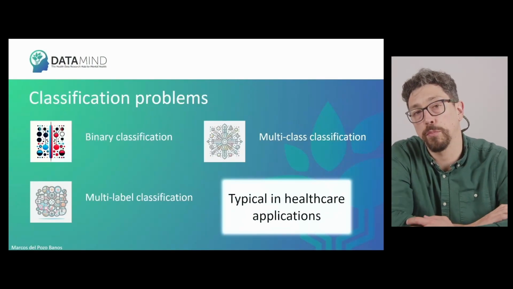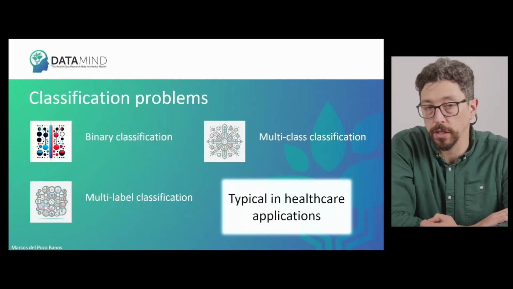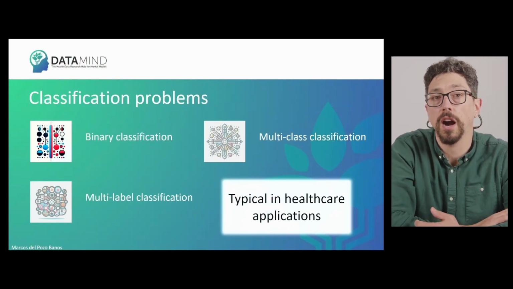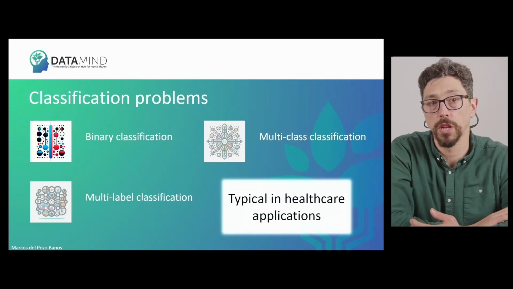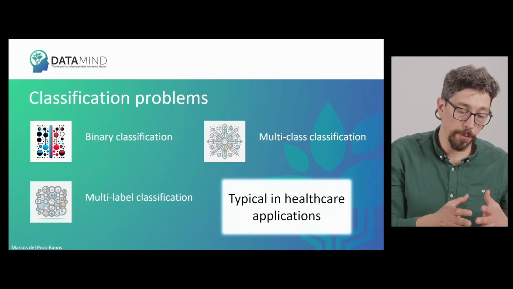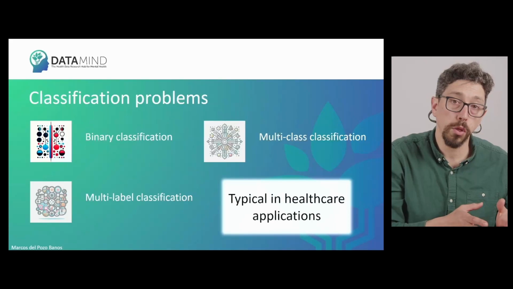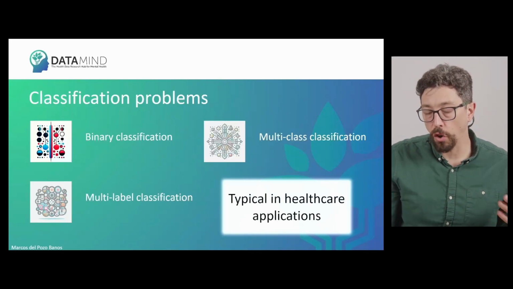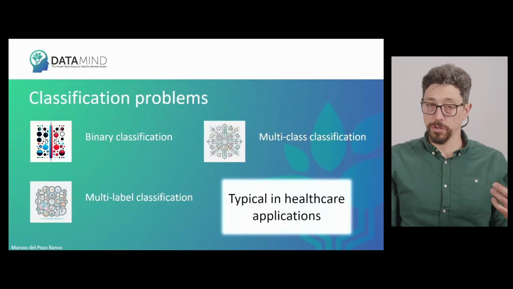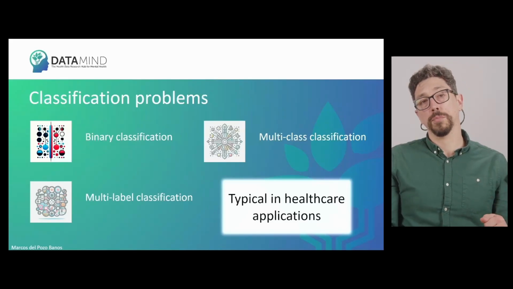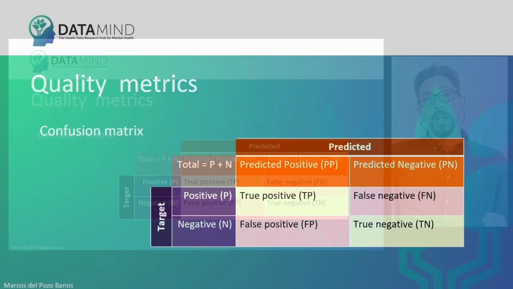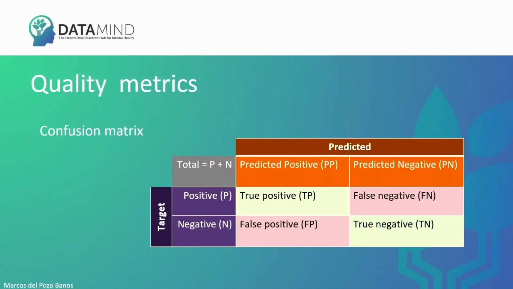Most classification problems in healthcare in general and in mental health as well are binary problems. So we try to differentiate between often healthy or not healthy. That's often the kind of problem that we encounter. It's not the only one, but it's often the kind of problem that we encounter. Let us focus then on binary classification problems, as these are the most commonly encountered in this setting.